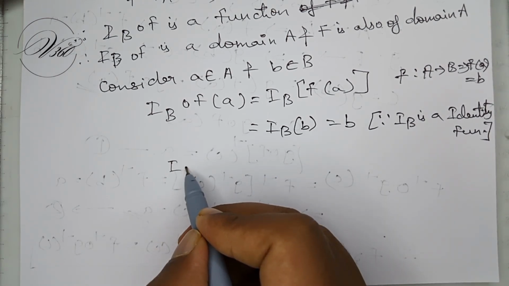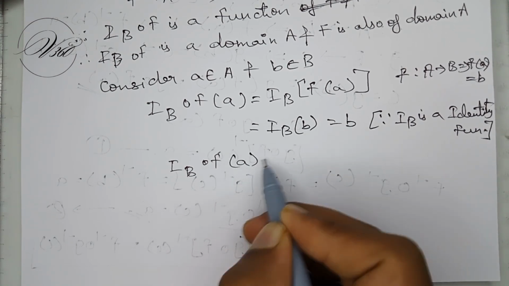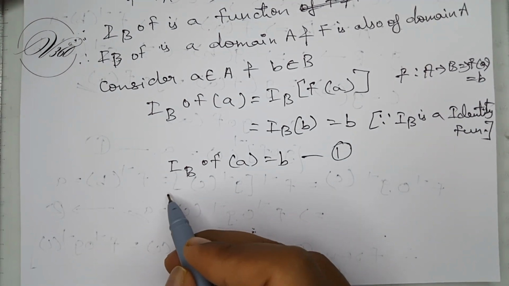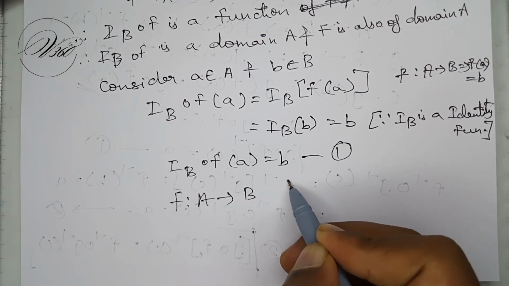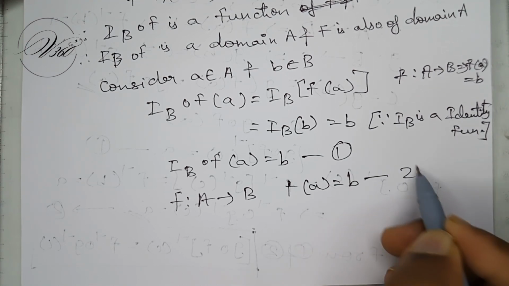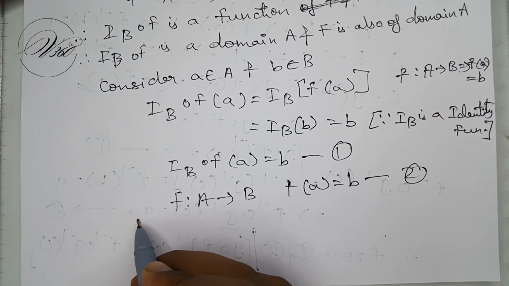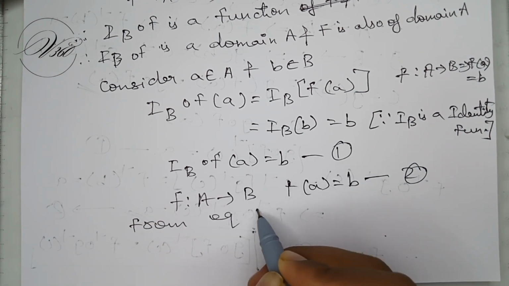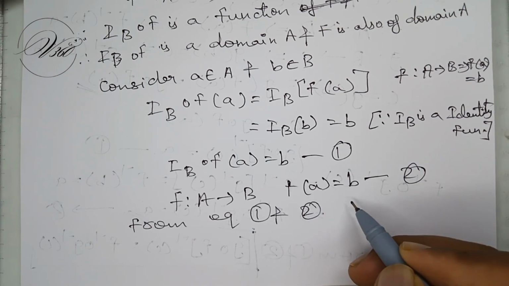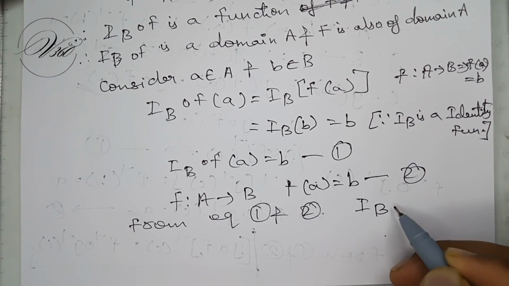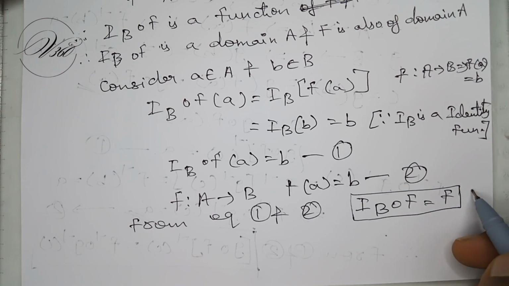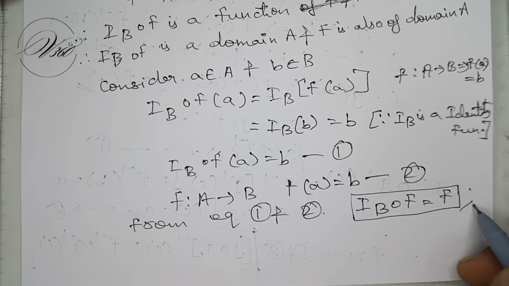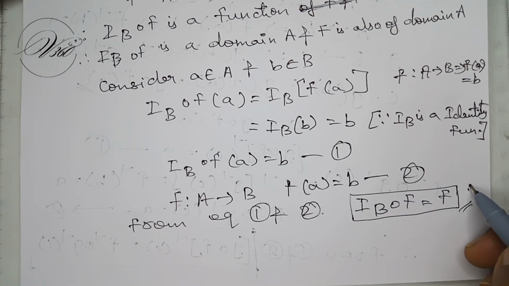Now IB of F of A is equal to B. This is the first equation, right? Now actually we have the second equation, that is F maps A to B, that is F of A is equal to B, the second equation. Okay, from equations 1 and 2, IB of F is equal to F, that is the answer.